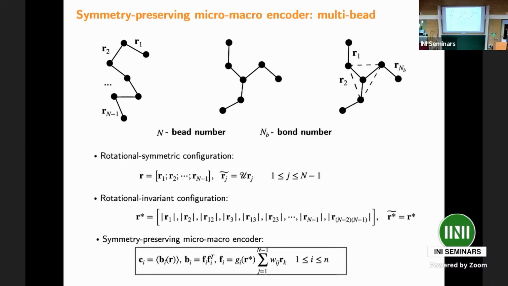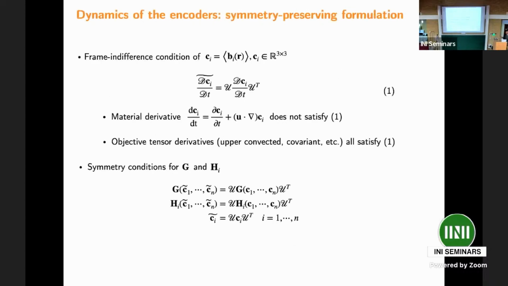Okay, so all the microscale connectivity and configurations can automatically be encoded into this. Now we have the symmetry-preserving encoder formulations for B and essentially C. So the next task is how to construct the dC/dt and also the G and H such that they strictly preserve this symmetry constraint, right? So that is the next task.